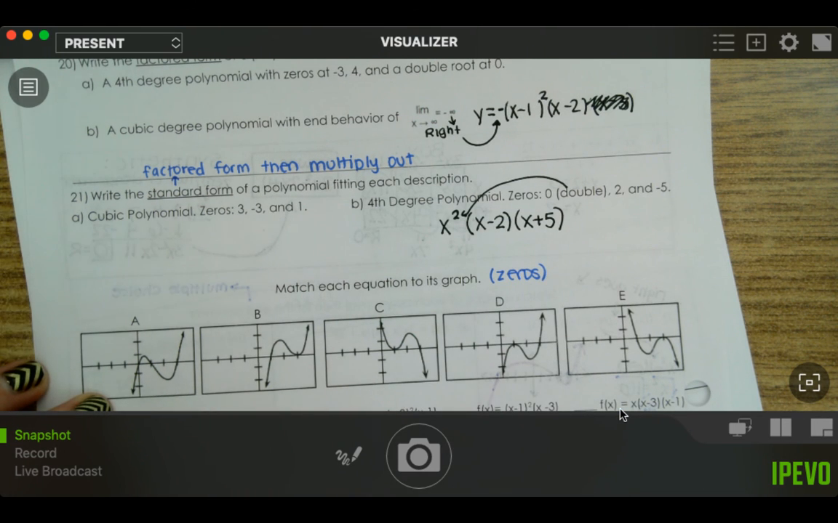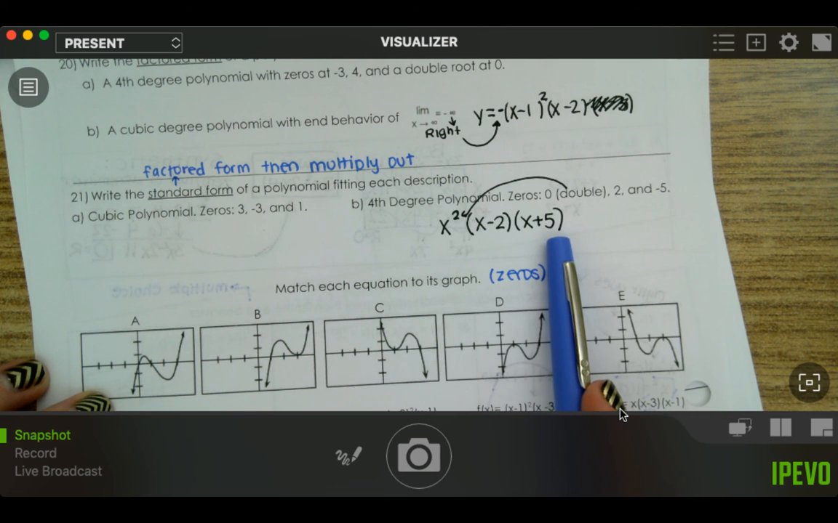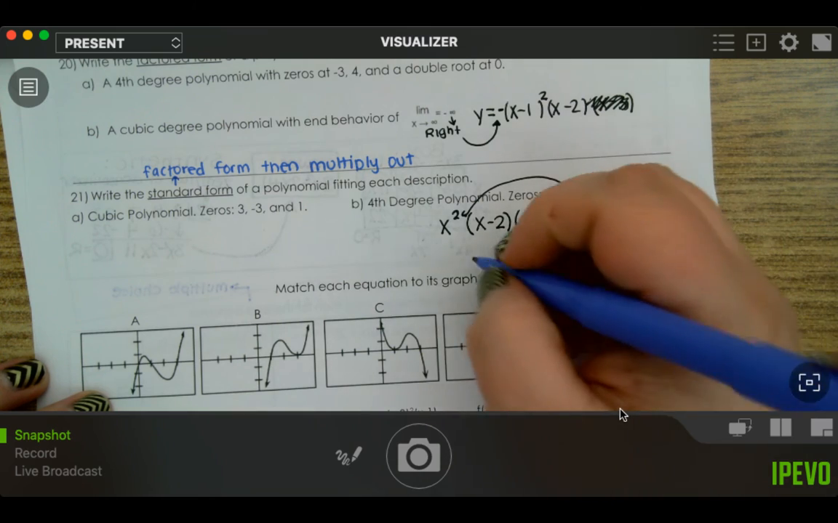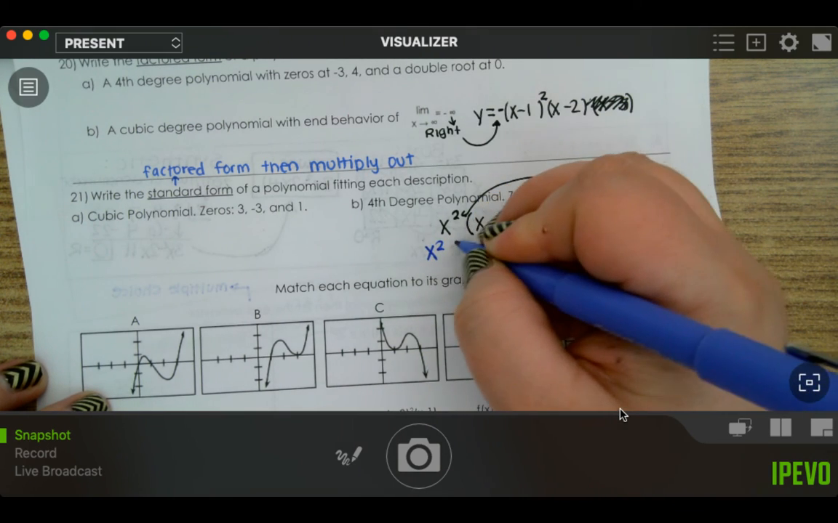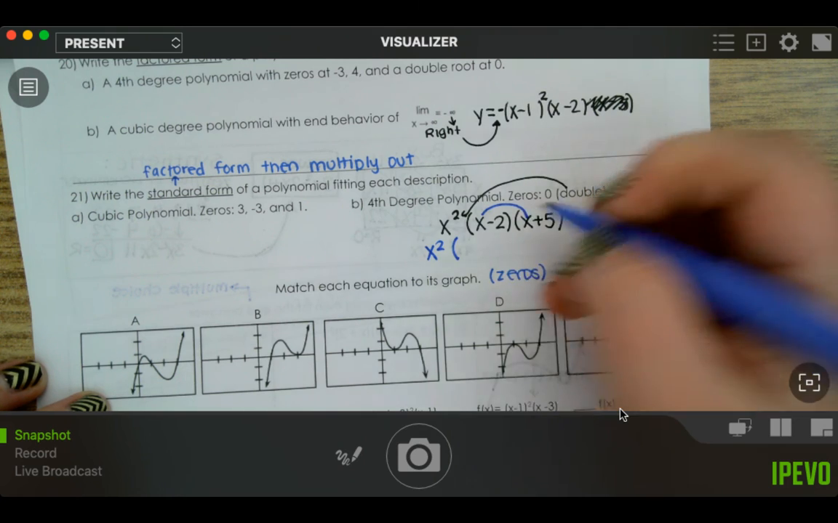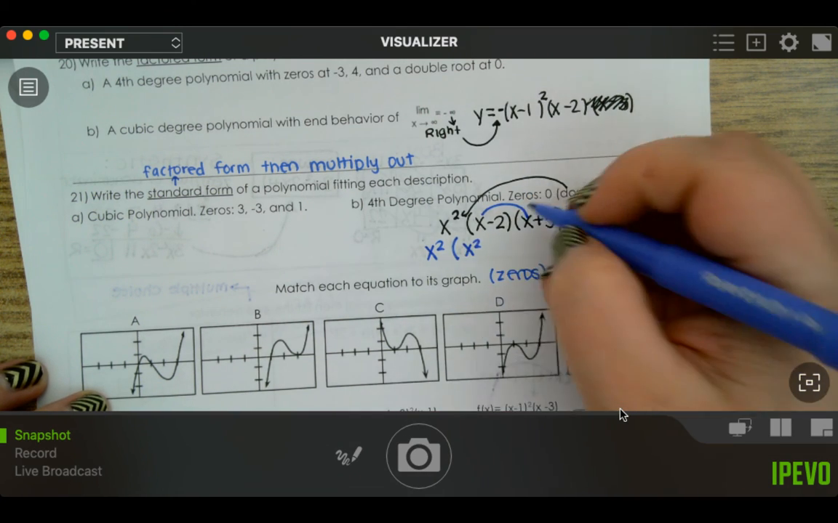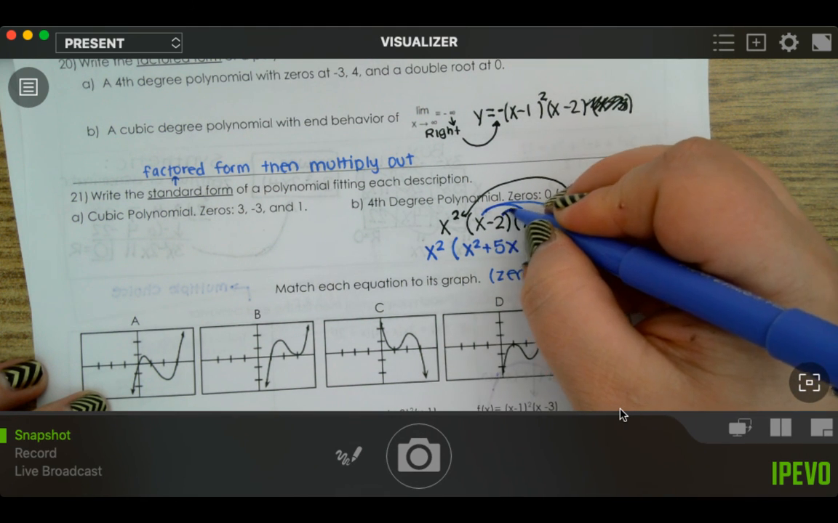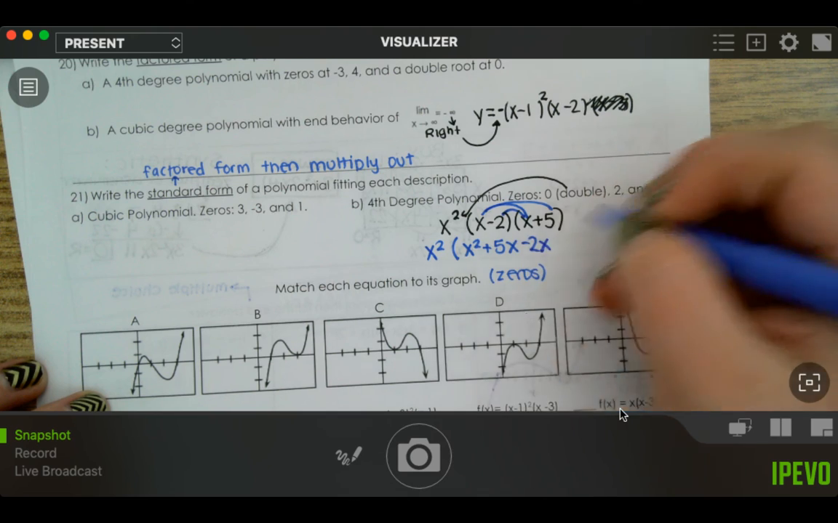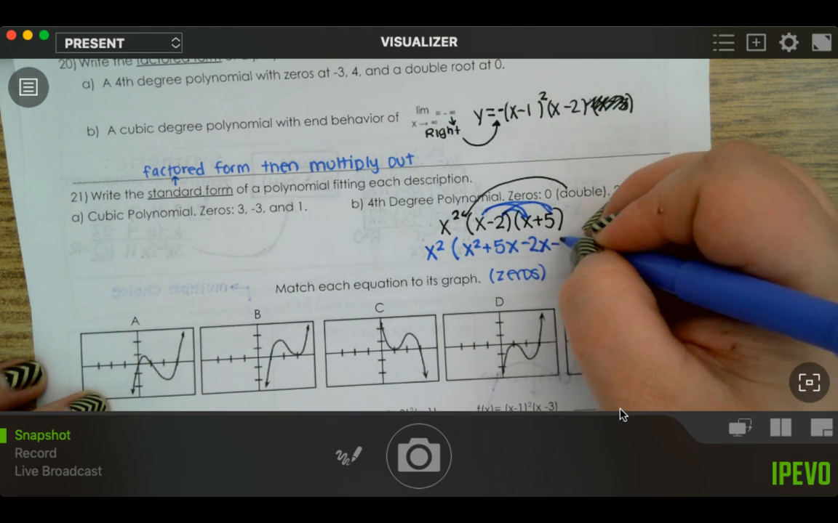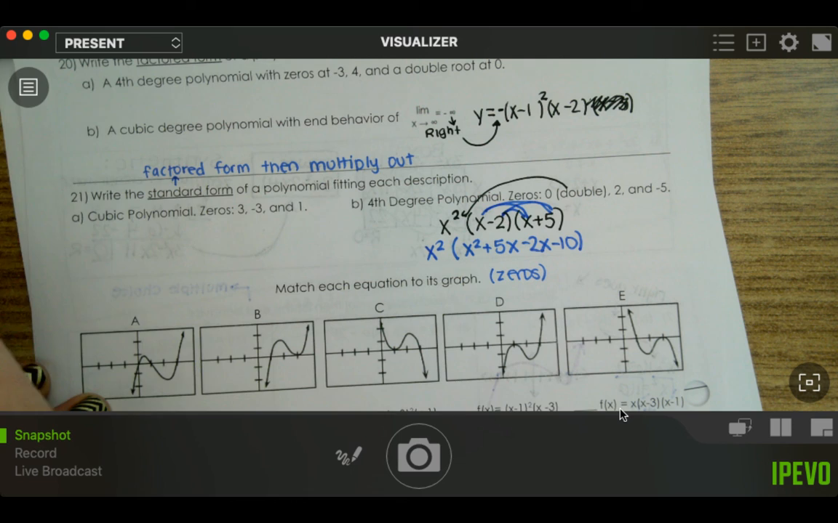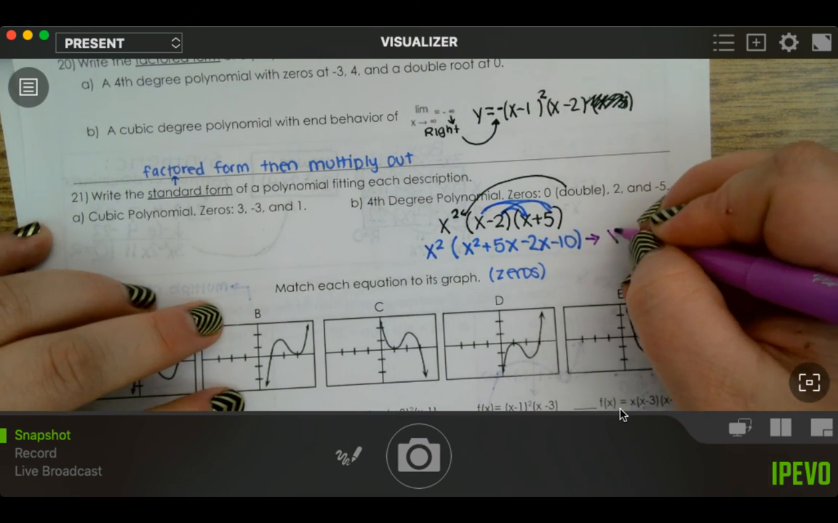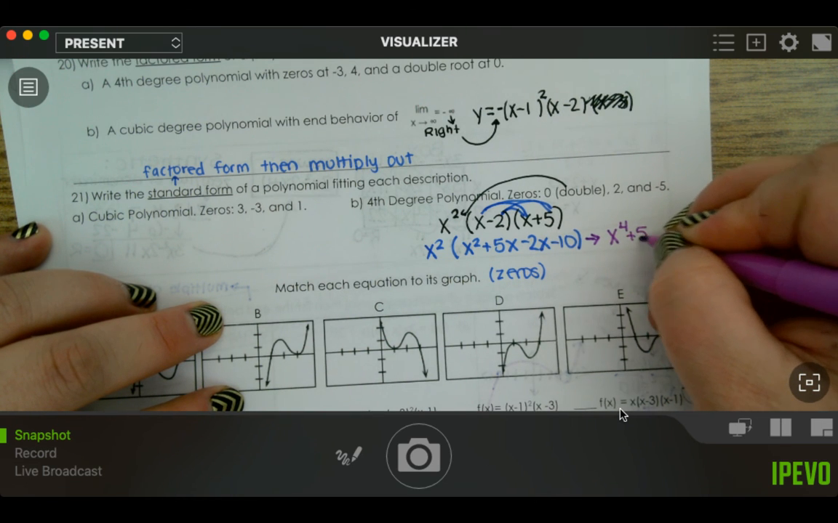And then what you need to do is multiply all of this together. So I need to multiply these two first, and then I'm going to multiply by x squared afterwards. Okay, so x times x is x squared. x times 5 is 5x. -2 times x is -2x. And -2 times 5 is -10. And then take that x squared in front and multiply it to everything. It's basically just going to add a power of 2 to all of them.